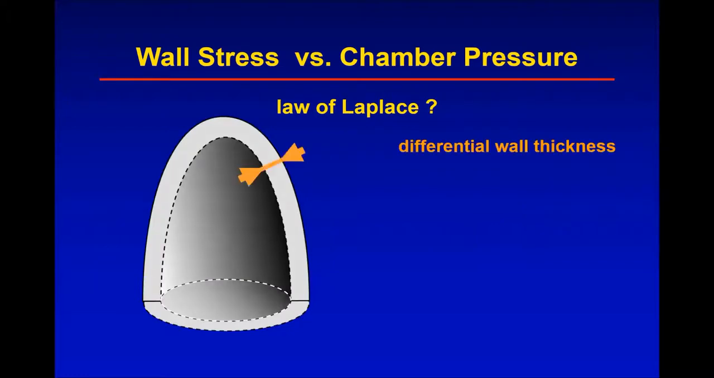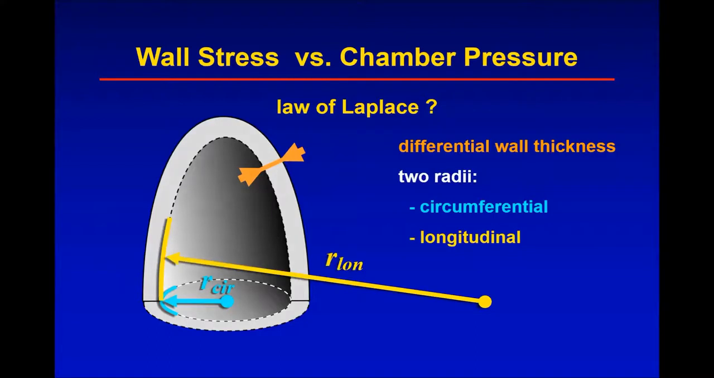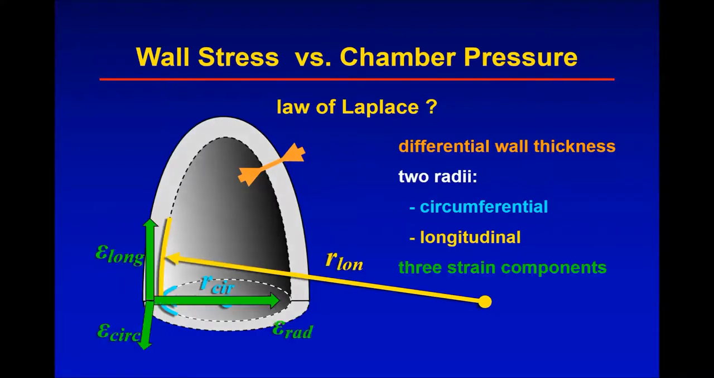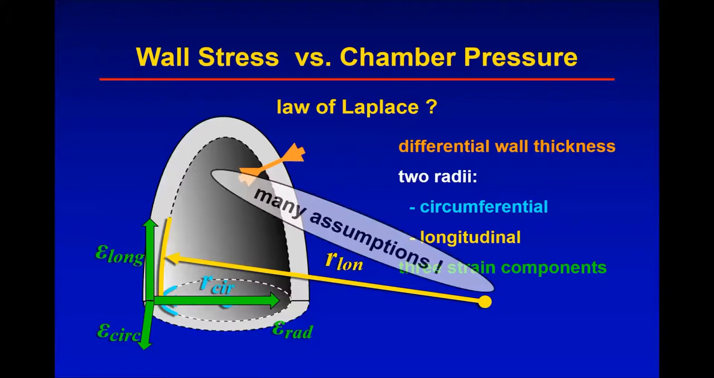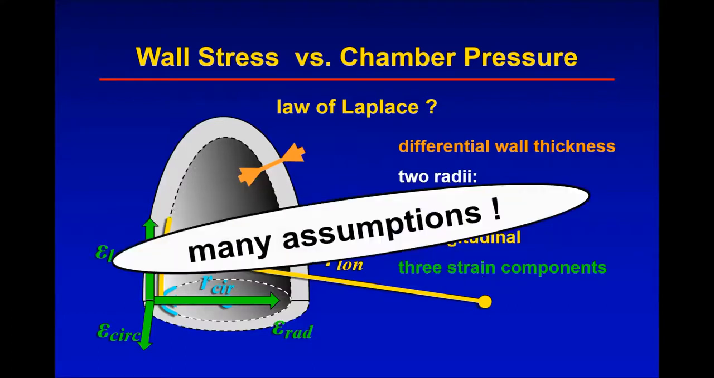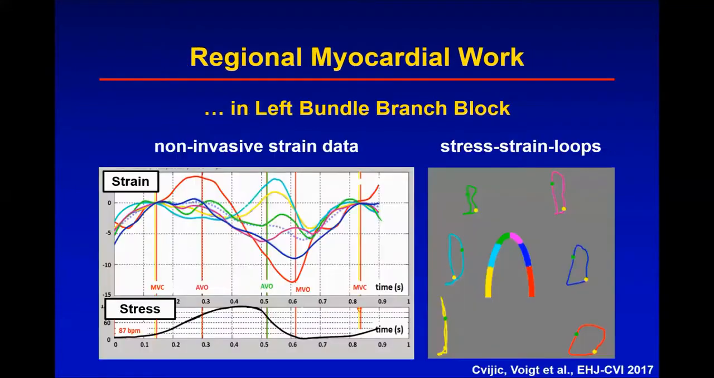So, and if we think of a patient with a left bundle branch block with a thick lateral wall and a thin septum, so we have differential wall thickness, and we also have different radii, so the circumferential radius and the longitudinal radius, for example, is different. And we have 3 different strain components, and we consider only 1 strain component. So it's a lot of assumptions that have to be made to apply this work analysis to a patient. But still, it's not too bad. It seems to do something decent.